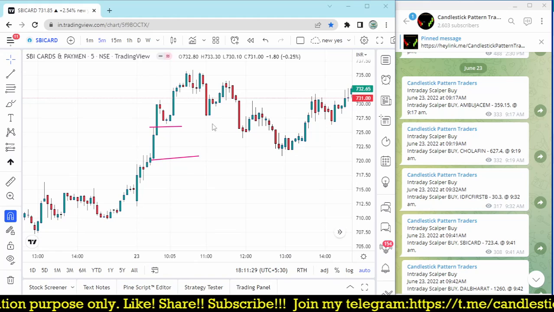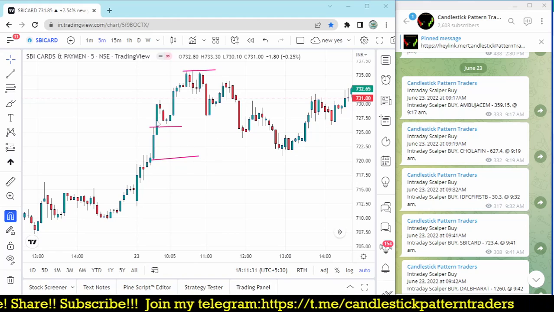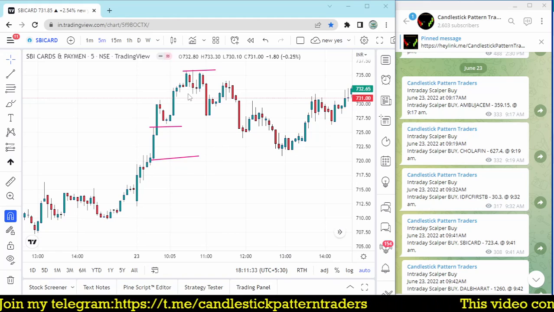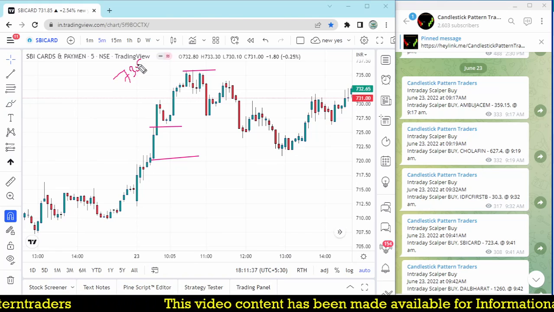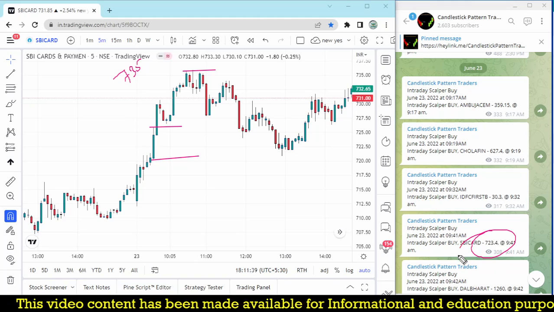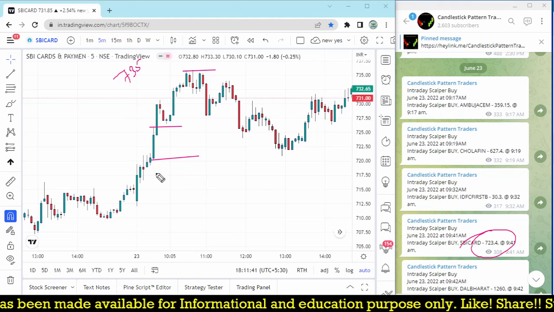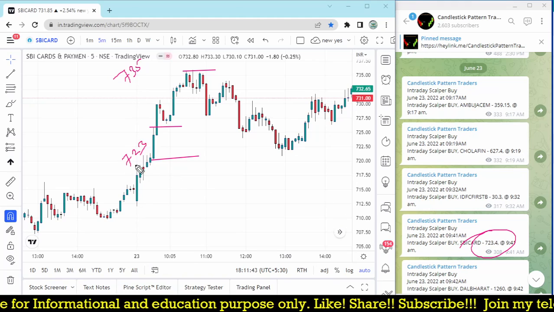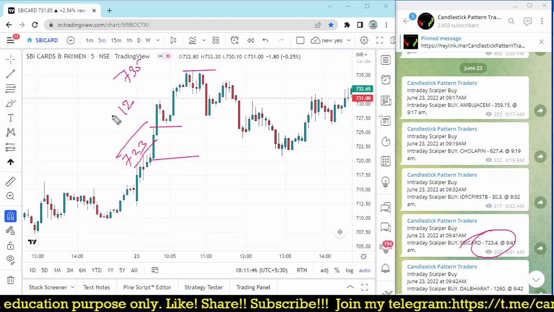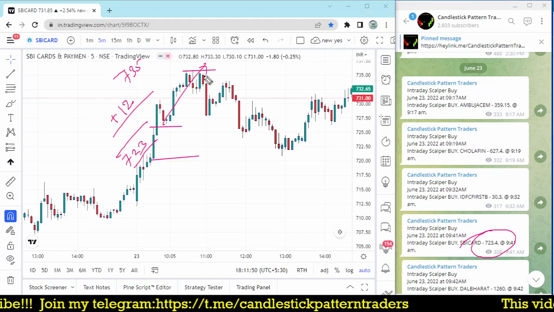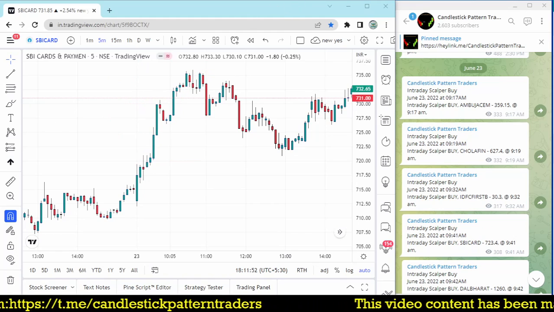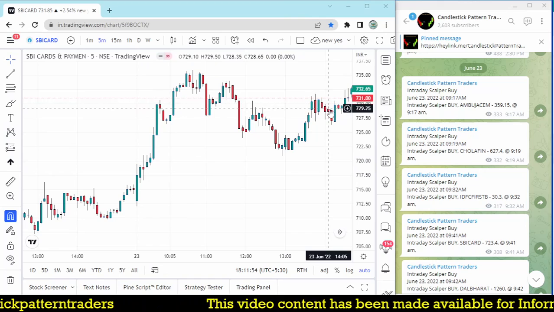Once the trade alert is triggered, within a few minutes, almost 30-40 minutes, it reaches 735. Let's check it out. 735 from 723 would be the best opportunity, giving you 12 rupees profit in a quick session. You got it? So buy and sell setups work very well for intraday trading.